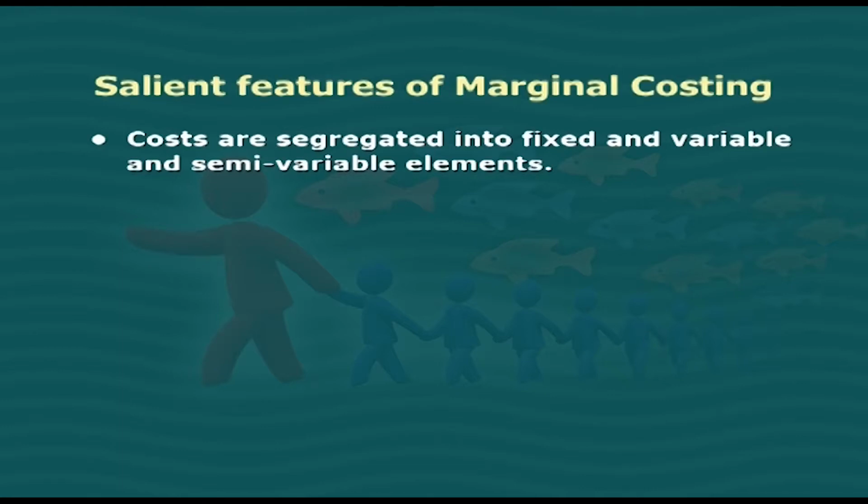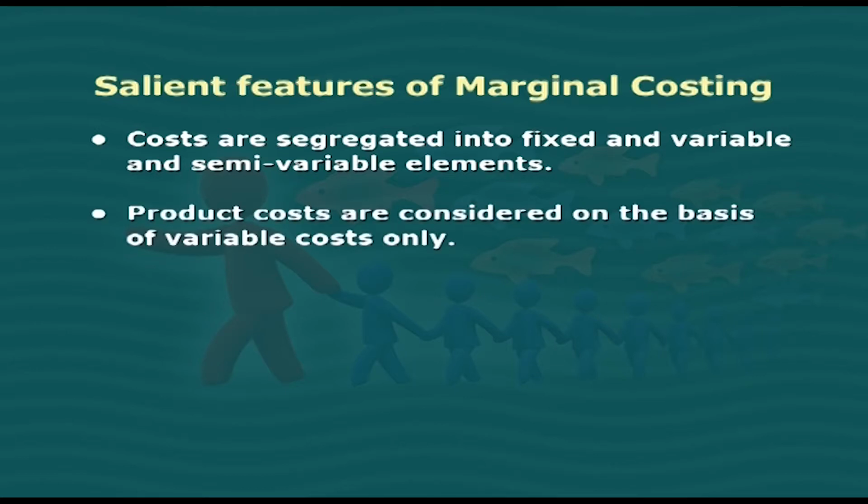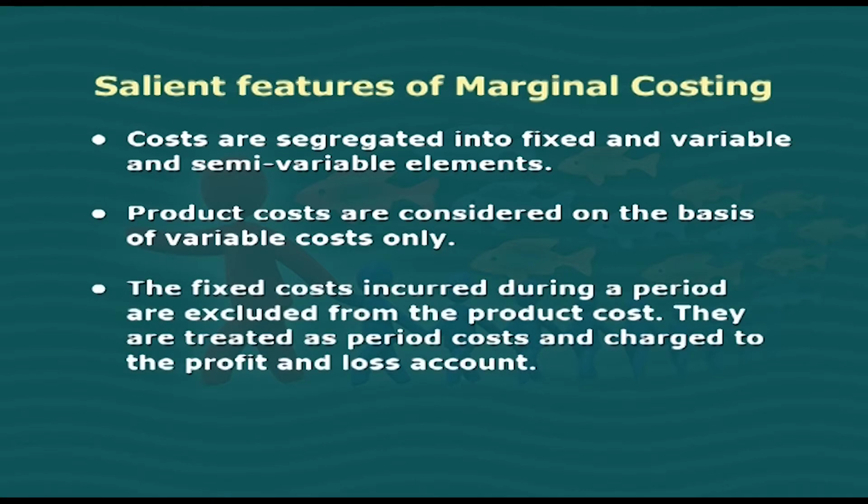Friends, here the costs are segregated into fixed, variable and semi-variable elements. Product costs are considered on the basis of variable cost only. The fixed costs incurred during a period are excluded from the product cost. They are treated as period cost and charged to the profit and loss account.